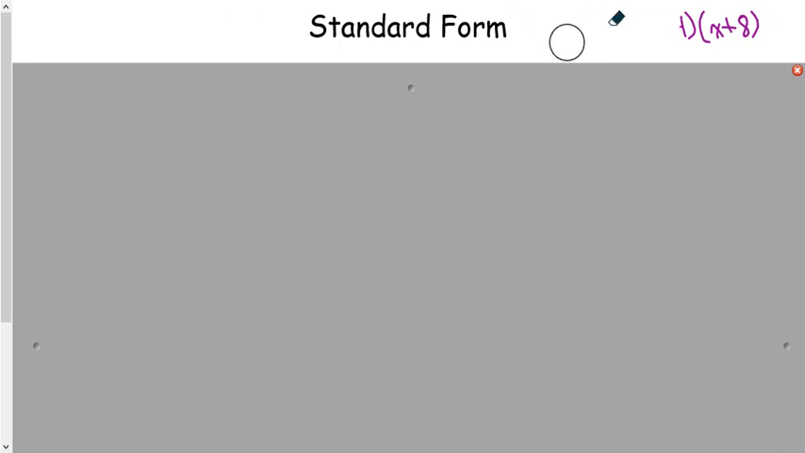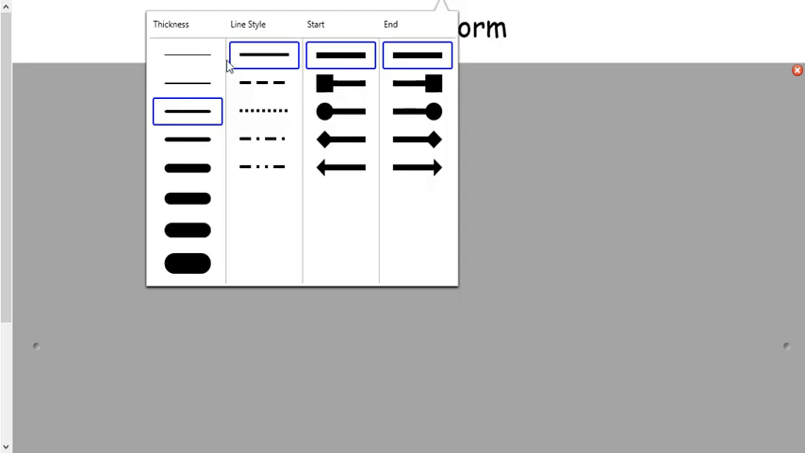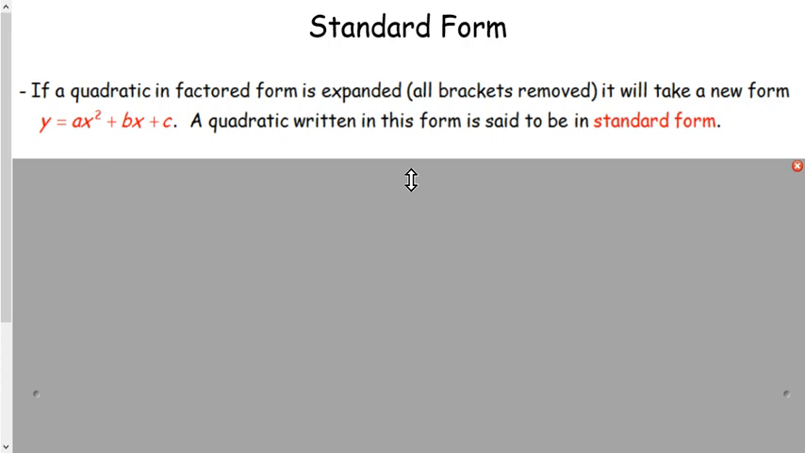But there is another form of a quadratic that is a really common one, and that's called our standard form. And that's the one we're going to look at today. So the first thing we need to think about is the type of algebra that's going to be involved in doing standard form stuff. This is kind of what we looked at yesterday and noted that we needed a little extra practice on. So when you've got a quadratic in factored form and we expand it by removing all the brackets, we're going to end up with this new form called standard form.